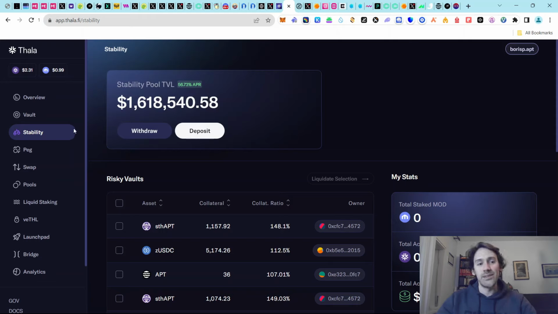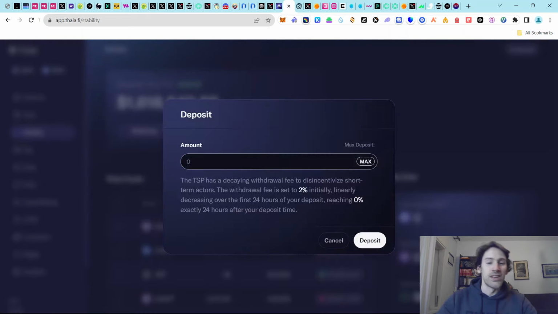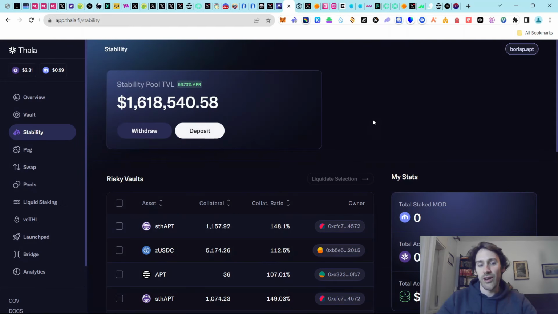And here, basically, people who get liquidated on their positions in vaults, the liquidators get their deposit transported into this stability pool. You deposit MOD and you get a part of what gets liquidated. However, on market downturns, obviously this is going to be a lot higher APR, but it's very volatile. So keep that in mind. It was over 70% just a couple hours ago.